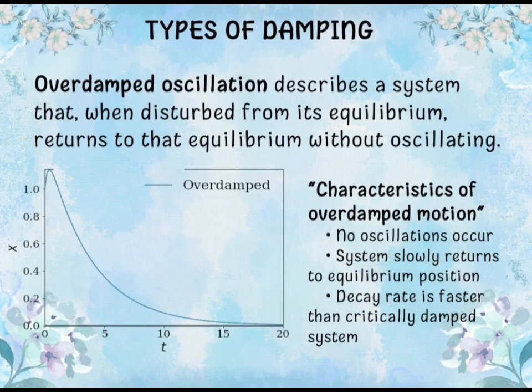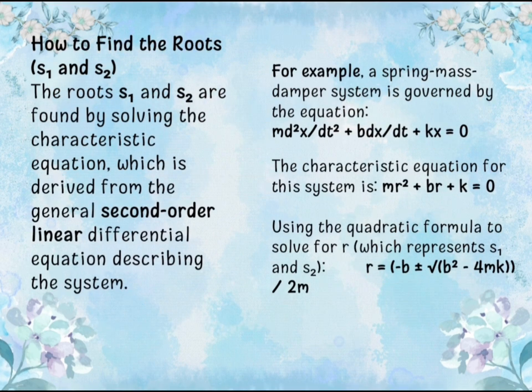Next is overdamped oscillation. Here, when the system is disturbed, it slowly returns to its rest position, but without oscillating at all. It doesn't swing back and forth. Instead, it gently settles down. The main characteristics are that no oscillation occurs, and the system moves slowly back to equilibrium, with a decay rate slower than a critically damped system.